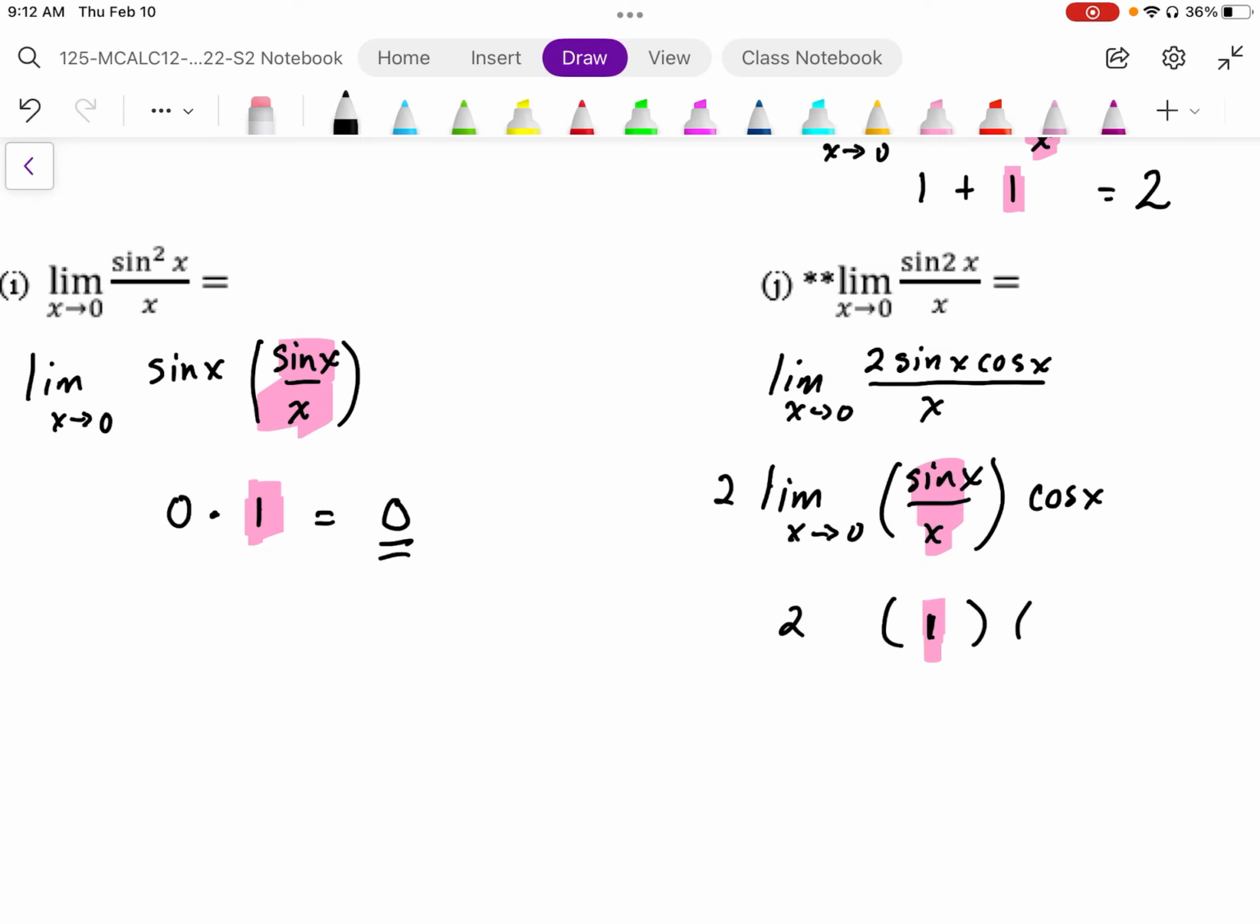And cosine of 0 is equal to 1. So for this cosine x, as we plug in 0, we get 1. So then the limit of this is 2 times 1 times 1. The limit is equal to 2. We could make the same argument if there's an a in there and say that this would just be equal to a. So that is a nice identity to know. If you recognize it, we can apply that identity.